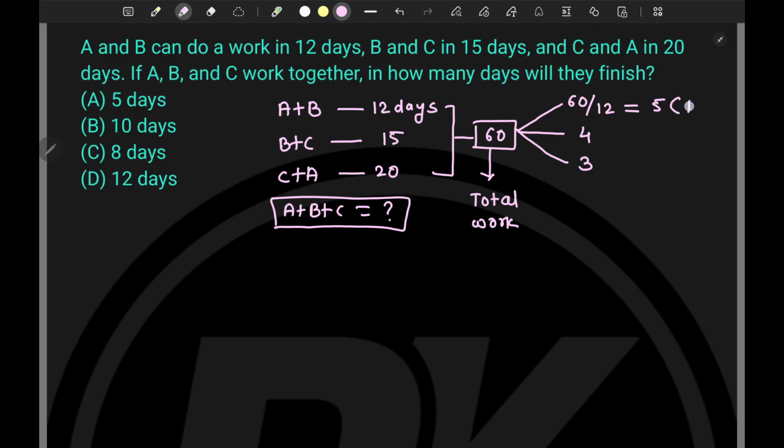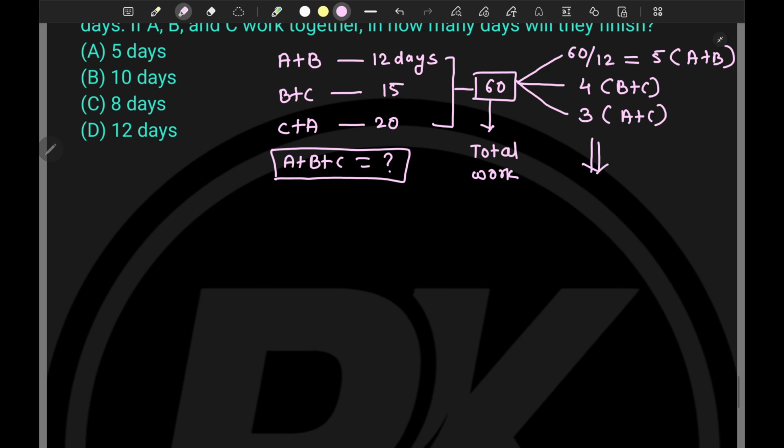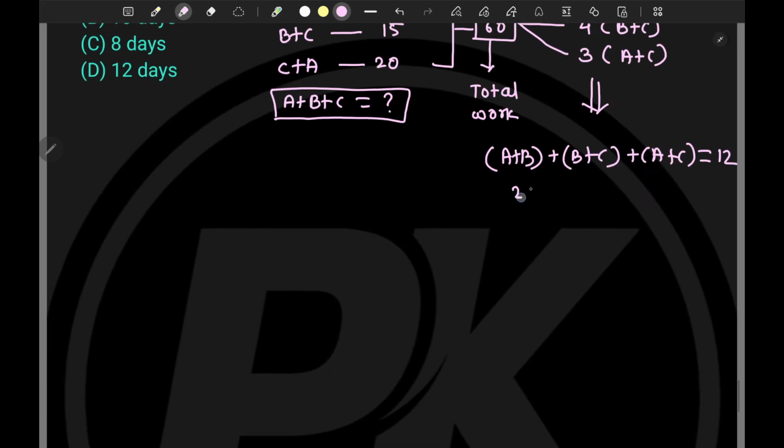Now here what we have to remember, this is the portion completed by A plus B, this is the portion completed by B plus C, and this is the portion completed by A plus C. That means if I combine all this, A plus B, B plus C and A plus C, the total portion of the work completed will be how much? So 5 plus 4, 9, 9 plus 3 is 12. But here two A's are working, two B's are working, and two C's are working, right? The total portion is 12.